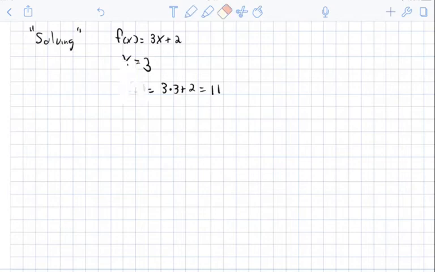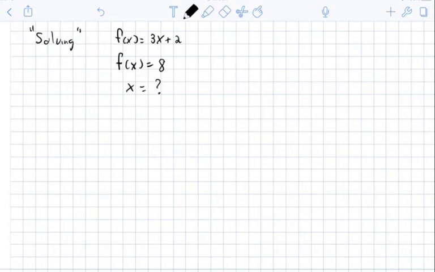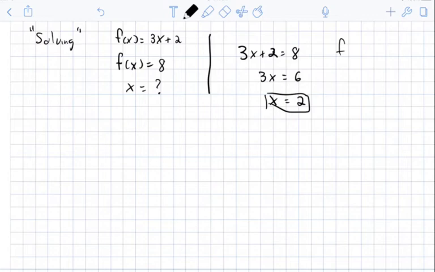Solving involves doing this backwards. I tell you the value that I want it to be. I want this to be 8, and I'm asking you what value x makes it 8, right? And so this is a linear expression. You would solve this particular one by setting this equal to 8, and then algebraically rearranging it. Subtract 2 by both sides, divide both sides by 3, x equals 2, and then testing it. 3 times 2 plus 2 is equal to 6 plus 2 is equal to 8. Hooray! Okay.